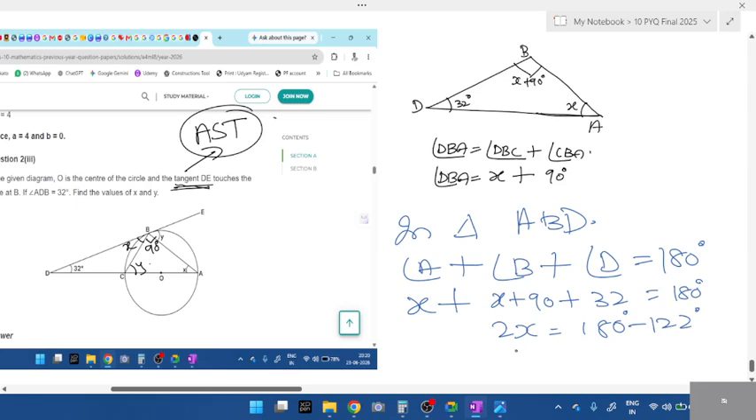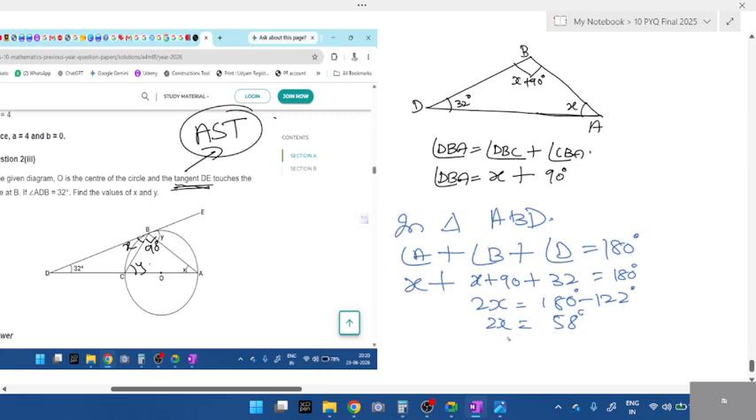Is it clear? No, not 58. This is 58. 58 divided by 2, right? That will give you the X value. X is equal to 58 divided by 2, how much, students? Yes, 29 degrees. First, all of you will complete Y. X is equal to 29.